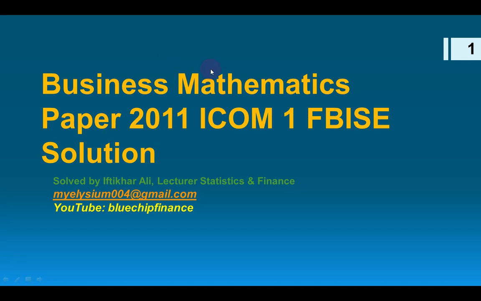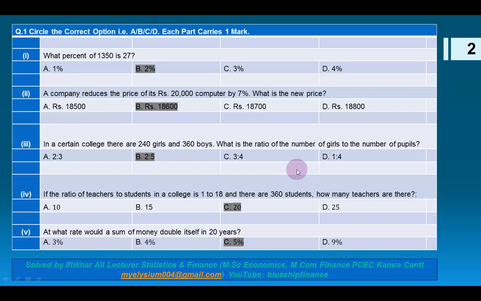Hello everyone. Let's start with the paper Business Mathematics 2011, I.Com 1, FBISE, or Federal Board of Intermediate and Secondary Education, Islamabad. Now we are going to start from question number 1, which is about the MCQs. Question number 1 is: circle the correct option A, B, C and D. Each part carries 1 mark.